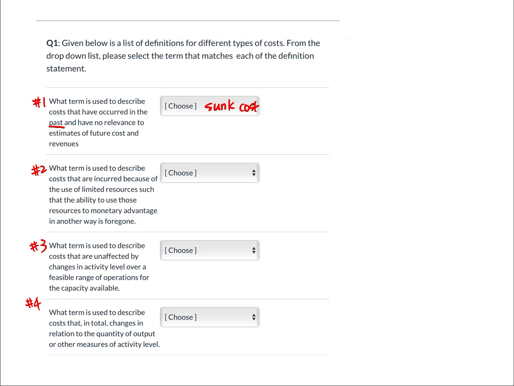1, 2, 3, 4, 5. Okay, so my answer will be opportunity cost.